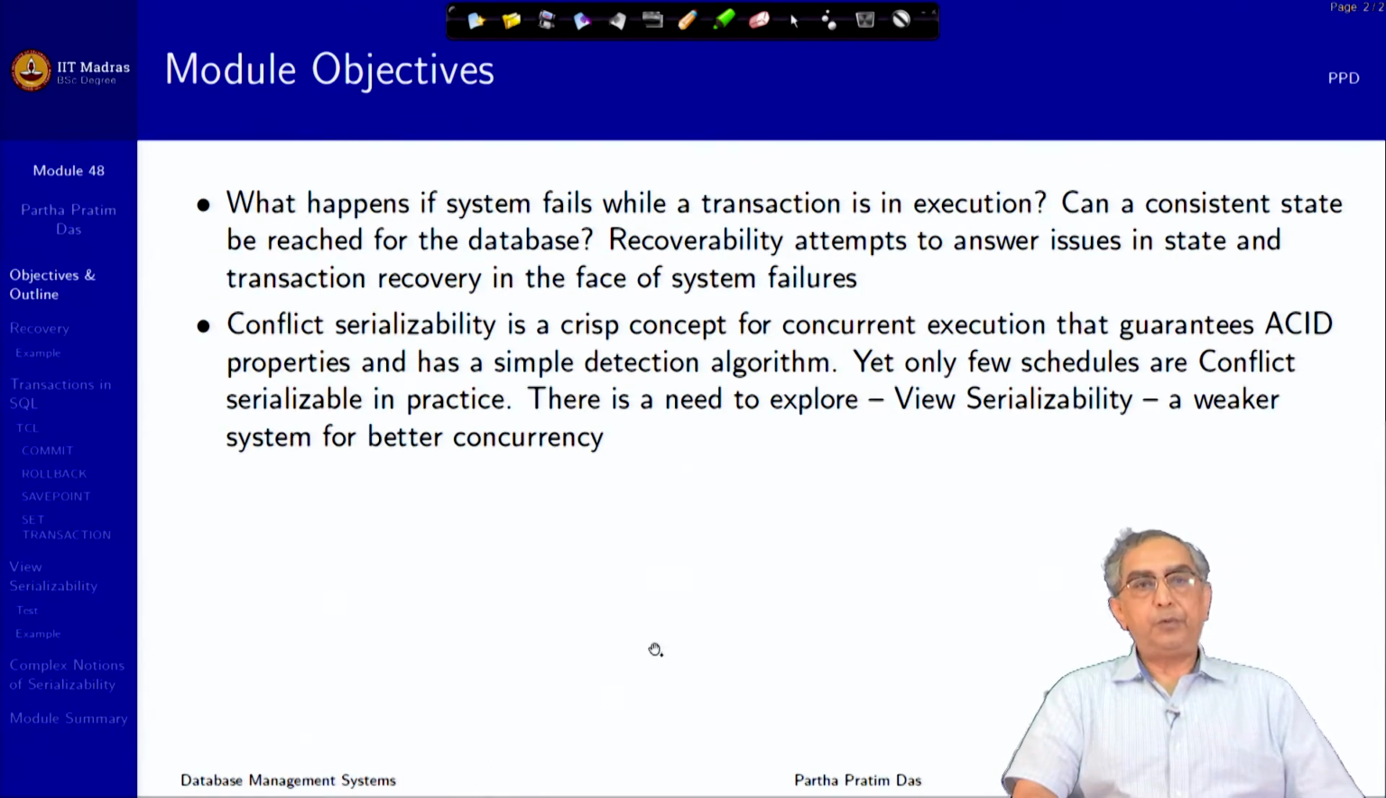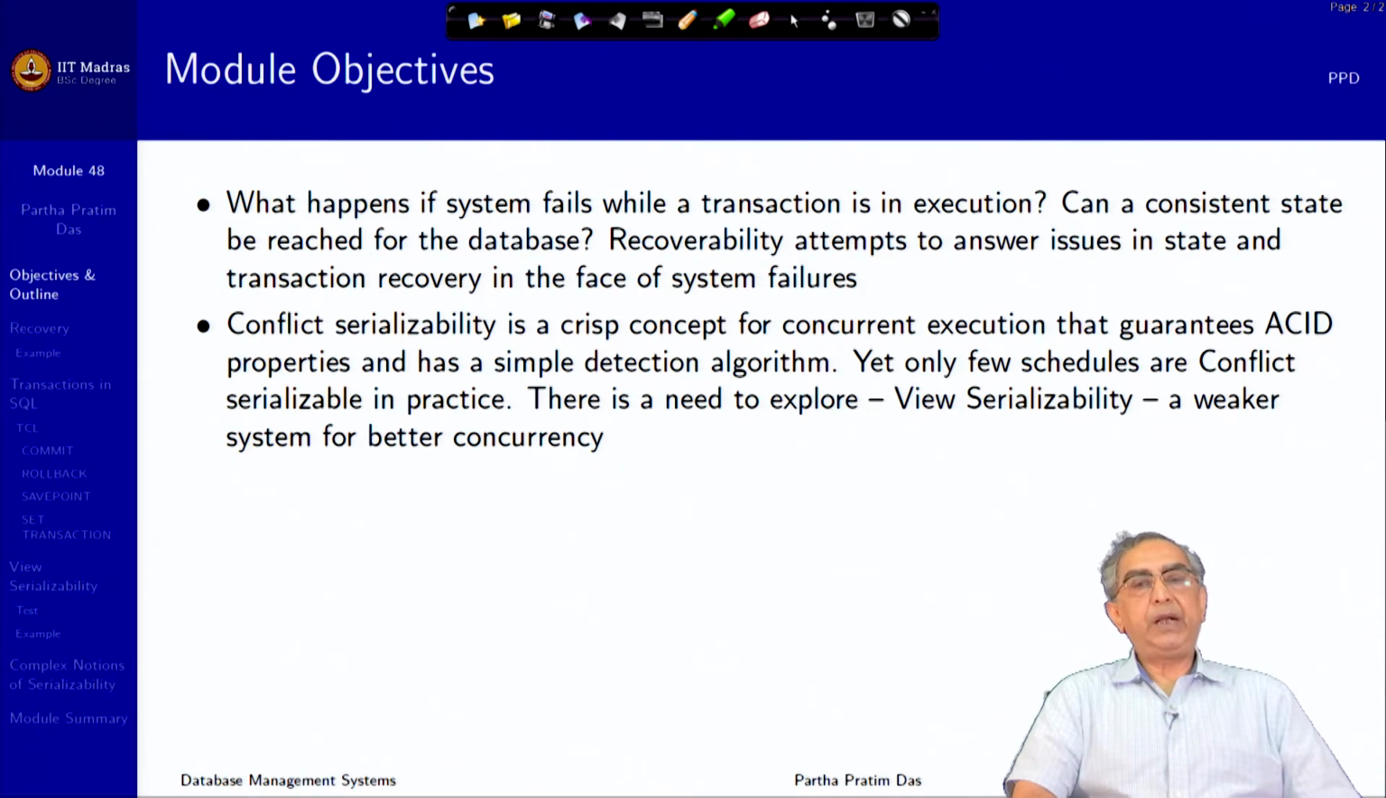Going forward in this module, we will start by taking a look at the issues that will happen when a certain transaction fails because of system failure. There may be a power outage, a hardware crash, a software crash, any of that. Then can a consistent state be reached for the database? This is called the recoverability issue. So, we will talk about that.